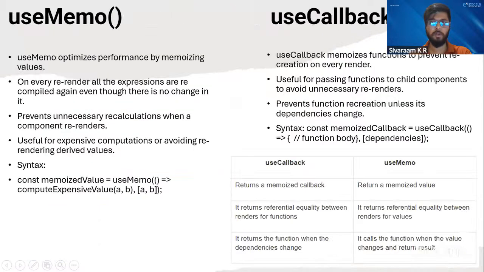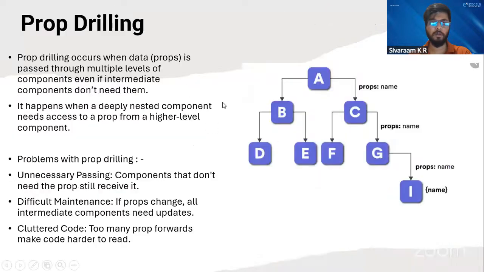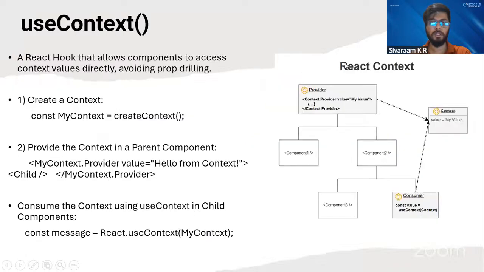And then useMemo and useCallback. These hooks are rarely used, so you don't have to worry about this. Just go through the theory part of this. This is just used for memoization, that means it avoids re-rendering. Then we understood what is the problem with prop drilling. And then we found the two solutions, right? The solution one was inbuilt, which is context.